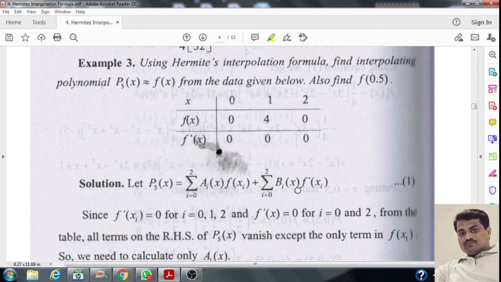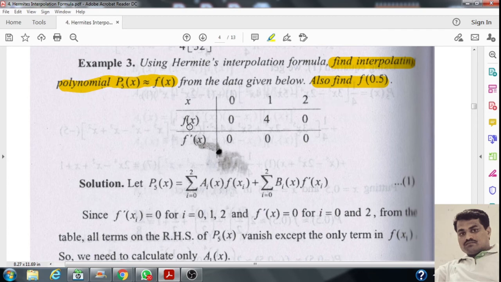This is example number 3. Using Hermite's interpolation formula, find the interpolating polynomial p5 of x, which is approximately f of x, from the given data below. Also find f of 0.5. Okay, first question is find out the polynomial, and then find the function f of x at x equal to 0.5. If you see the table, in the first row the values of x are given. This is x0, x1, x2. N is equal to 2.